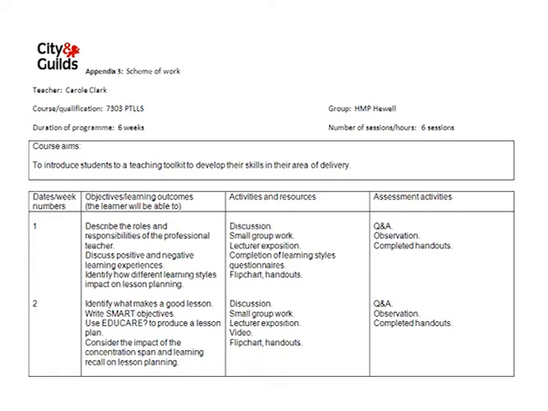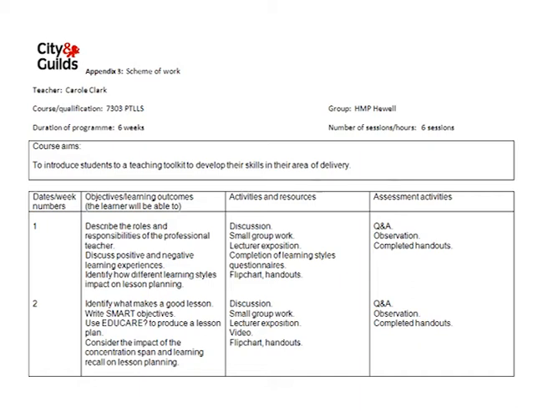In the third column, there's a list of activities and resources. This lists what the learners will be doing and the resources that you will bring to the session in order to help them. This can consist of whole group discussions, small group work, lecturer explanation or exposition as it's often called, and it also lists the resources needed, such as learning style questionnaires, flip charts and handouts.